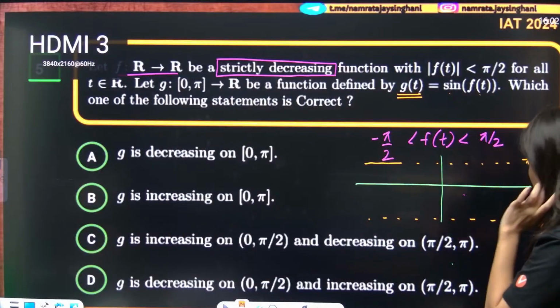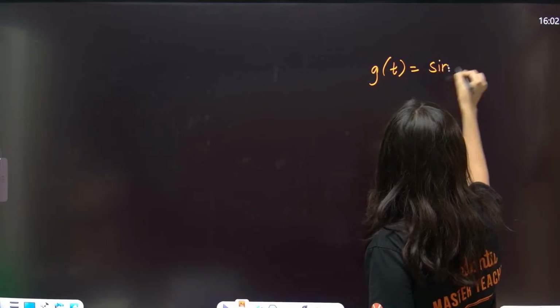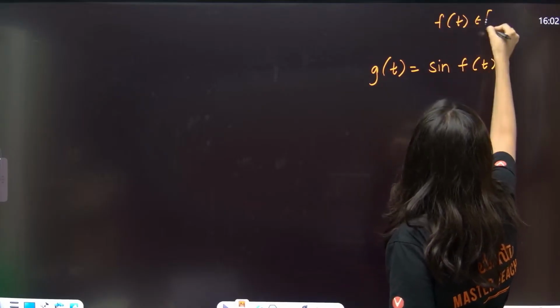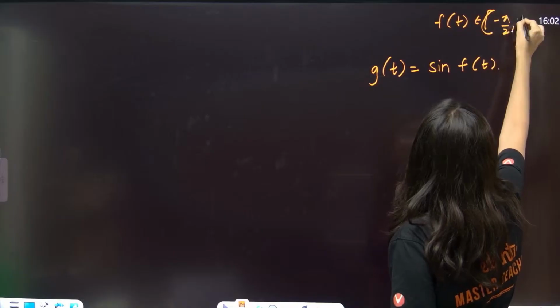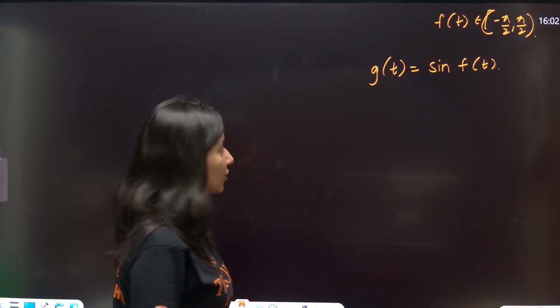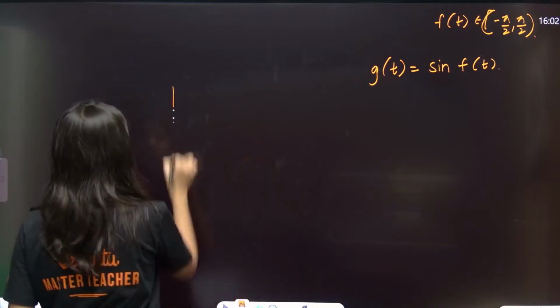Now g of t is equal to sine f of t. See, g of t is nothing but sine f of t, where we know that f of t lies between minus pi by 2 to pi by 2. Yes, this is the range of this function. Now, sine f of t. Let me talk about the sine function.